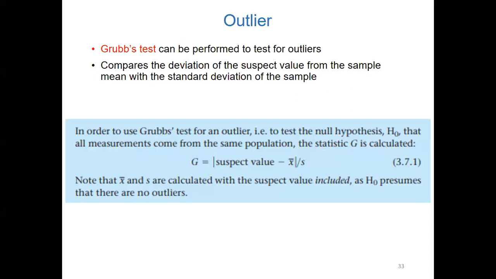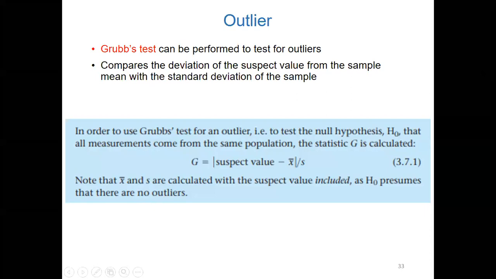So that is one point that some of you get confused. We think, okay, we are testing this value, this is a suspicious value, so we should not incorporate it when we calculate the mean. No, we have to include that suspicious value when we calculate the mean and standard deviation.